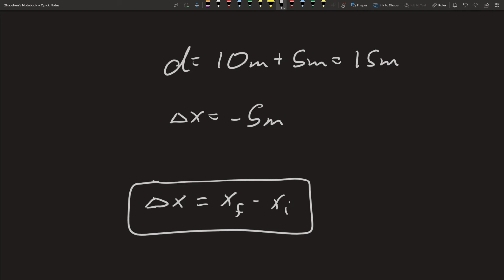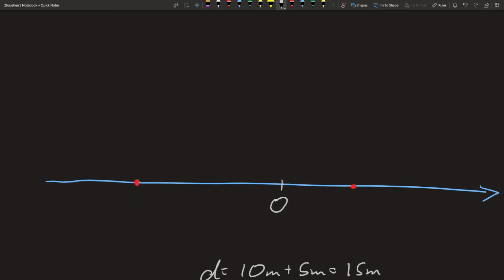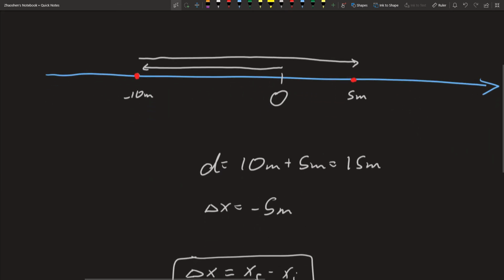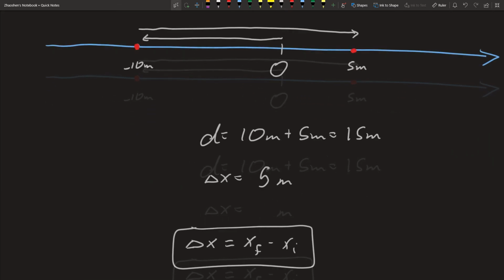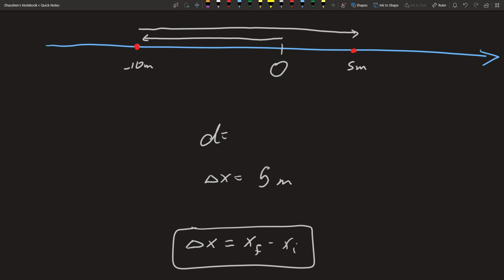But how can we define distance? Let's say that you start from the origin, move -10 meters. Then you move all the way back to 5 meters, right? We know that the displacement in this case is 5 meters. Distance, however, is, sorry, not -10, 10 meters, plus 15 meters, which is 25 meters.